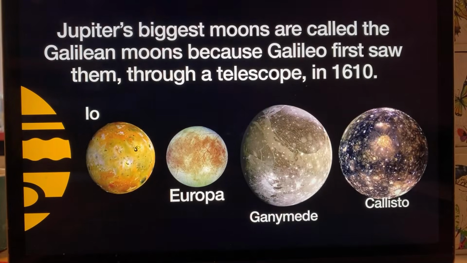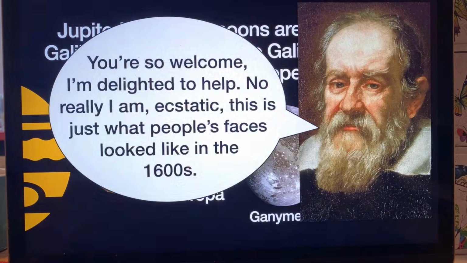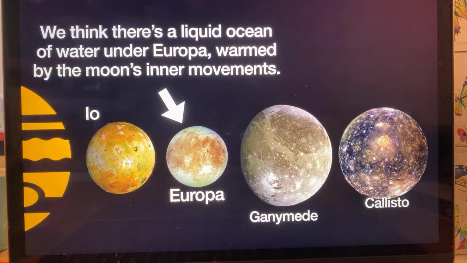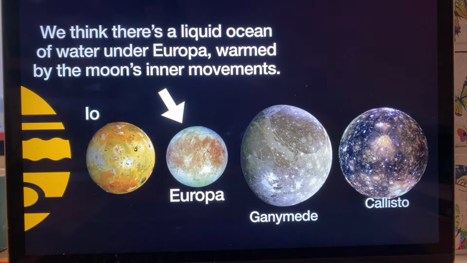Yeah, you do. So Jupiter's biggest moons are called the Galilean moons because Galileo first saw them through a telescope in 1610. Here's Galileo Galilei saying, "You're so welcome." I said I wouldn't do the accent, but I've started. "I'm a delight to help, but no, really, I am ecstatic." This is just what people's faces looked like in the 1600s. He doesn't look very happy, but anyway, he's a great guy. Thank you for these moons, Galileo.